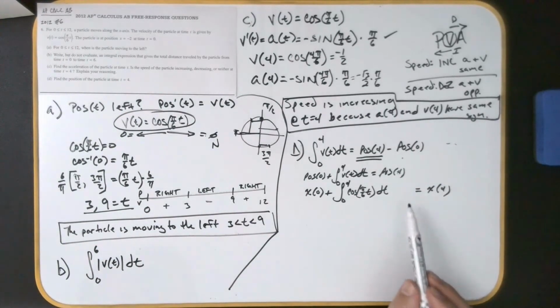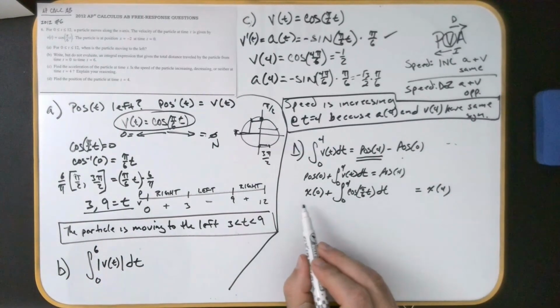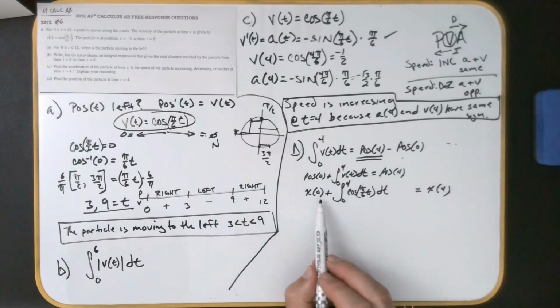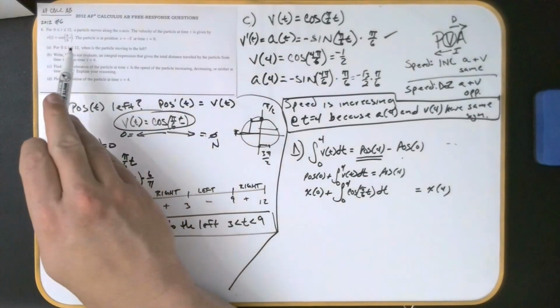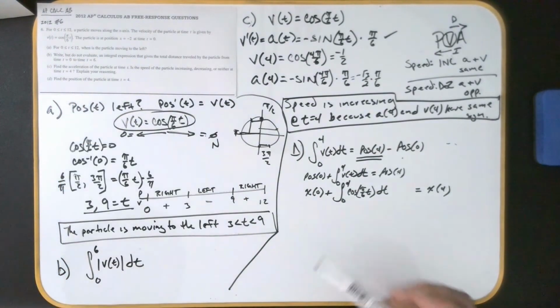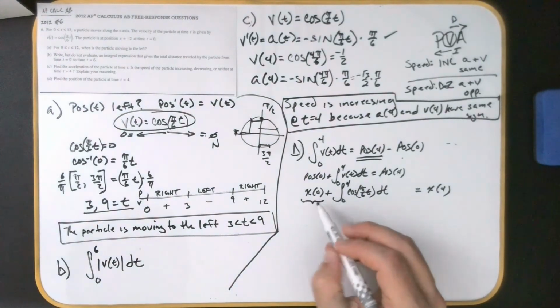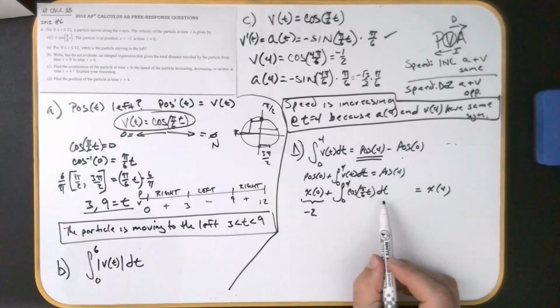Okay. Now I put a little gap right here because I'm going to integrate this, and I'm going to need to do a little u sub. So let's start working here. So x of 0, the initial position was actually given in the original part of the question. If you go back to here, it says the particle is at position -2, x is -2 at time equals 0. So that tells me that this is actually going to be -2. That was pretty easy. And now I'm going to integrate this.